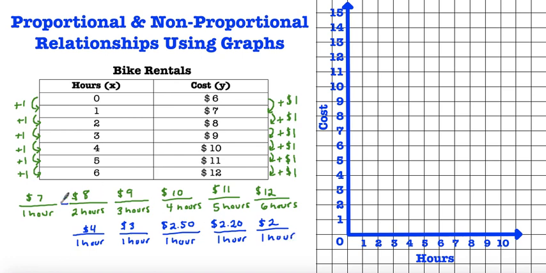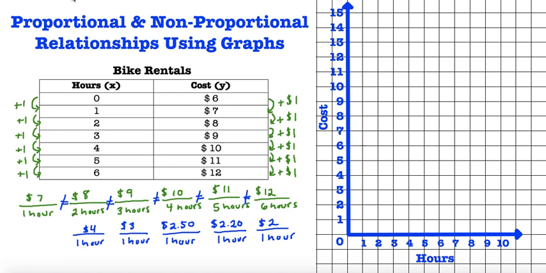And these are not equivalent. So this is not a proportional relationship. And even though it increases $1 per hour, it's not proportional because here initially for 0 hours it costs us $6 just for this bike rental before even being able to use it. And that's what causes it not to be proportional.